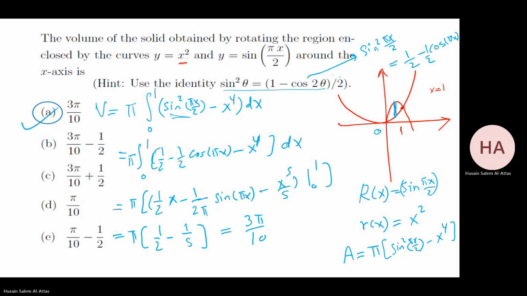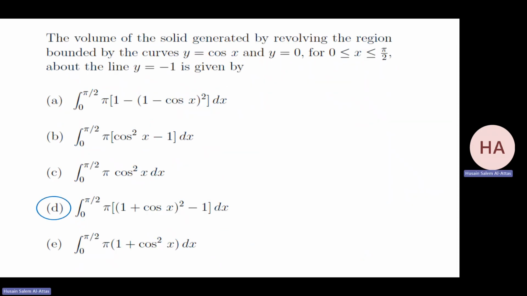That's the answer. Okay, the volume of the solid obtained by revolving the region bounded by the curve. I have cosine now. We have cosine, that will be cosine x, y equals 0, from 0 to pi over 2. That's what I care about. y equals 0 means the x-axis. This is 1.